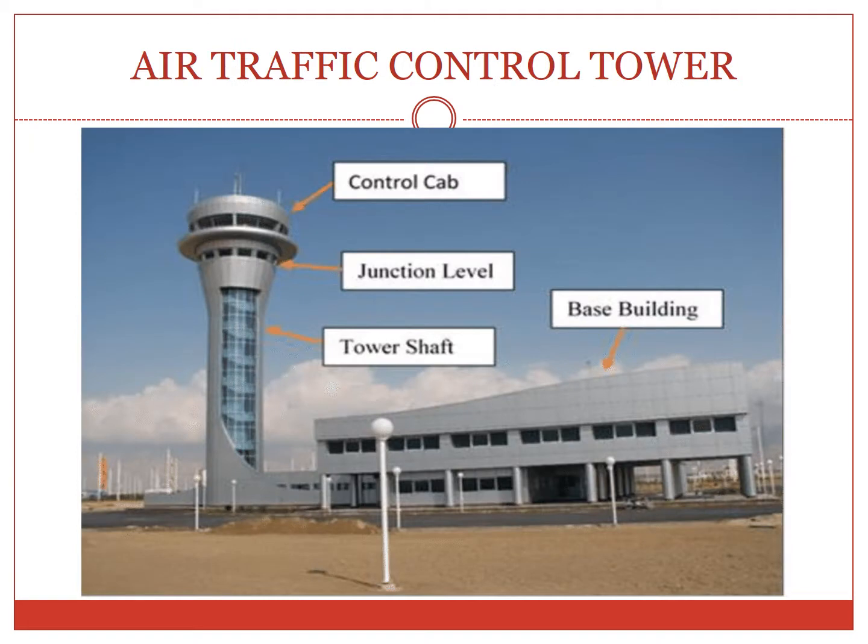So, by looking at this figure, this is the main air traffic control tower, which has a control cab, a junction level, a tower shaft, and a base building. From here, all the basic air traffic control is done. This deals with the phase of air transportation and ensures safe, convenient and economic movement of the aircraft from one airport to the other airport.